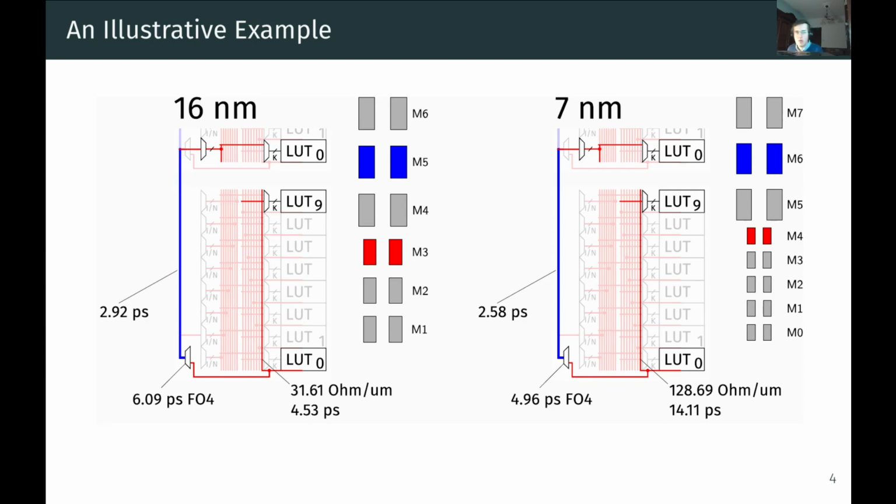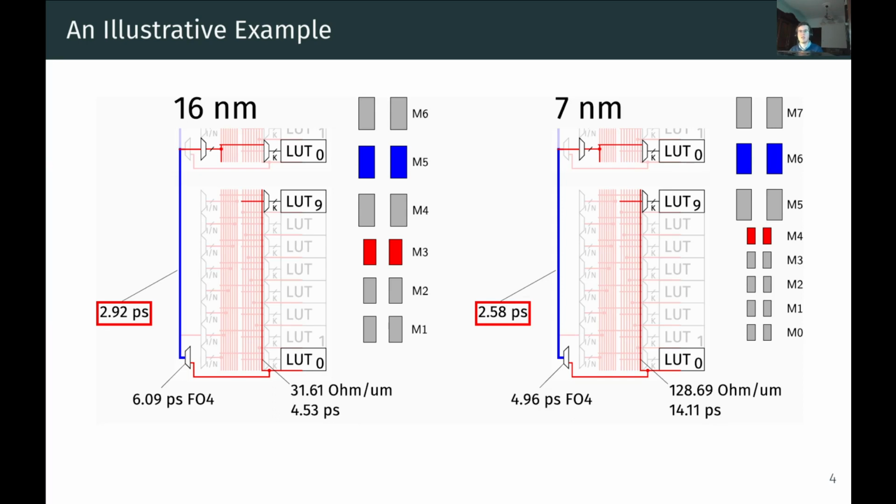In this picture here, we can see two FPGA tiles with the delays of the characteristic connections annotated for technologies representative of the commercial 16 and the 7 nanometer nodes. We can see that with the reduction in the cross-sectional area of the lowest metal layers, the delay of the intracluster or the local connections, as we call them in this paper, increases quite a bit. Whereas at the same time, the delay of the global or the intercluster connections actually decreases.